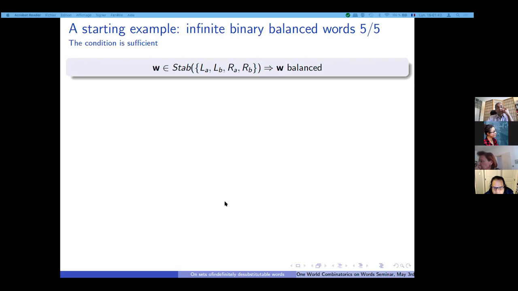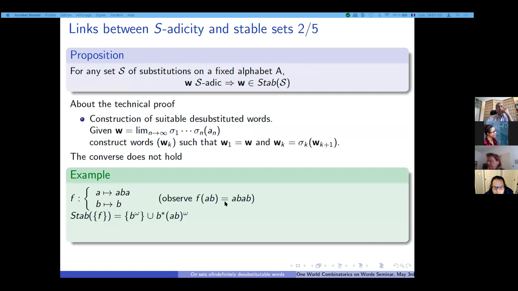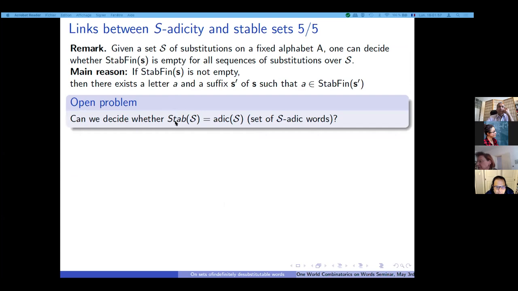I'm not sure about this question, but I think your remark is related to the question I asked at the end of the second part, if I remember well, when I asked whether the stable set is exactly the set of S-adic words. I think your remark or question can be related to that. I have not looked at this question and I have no direct answer for this.